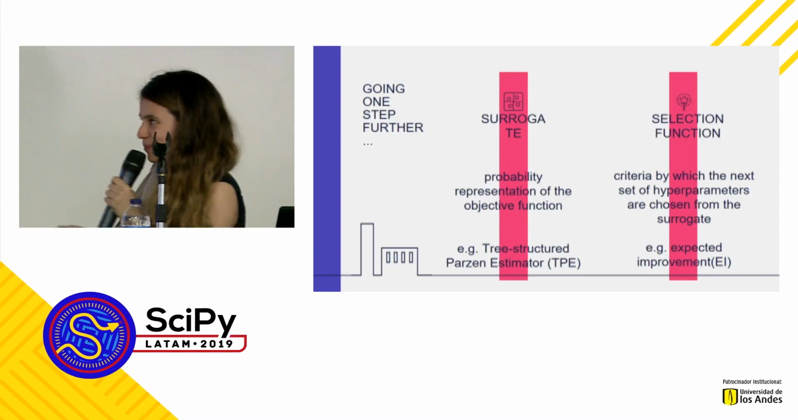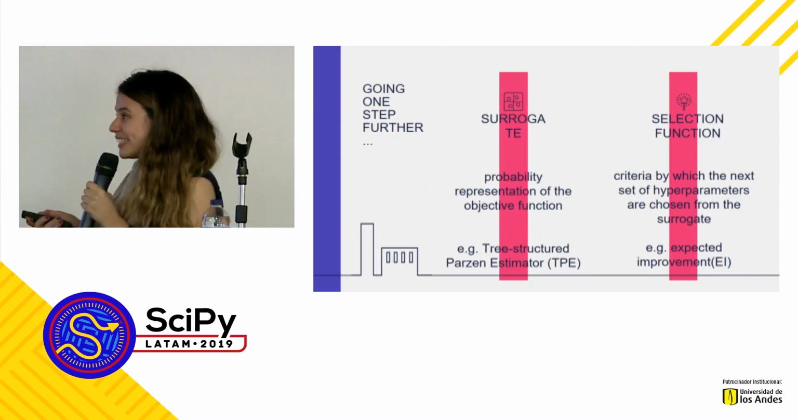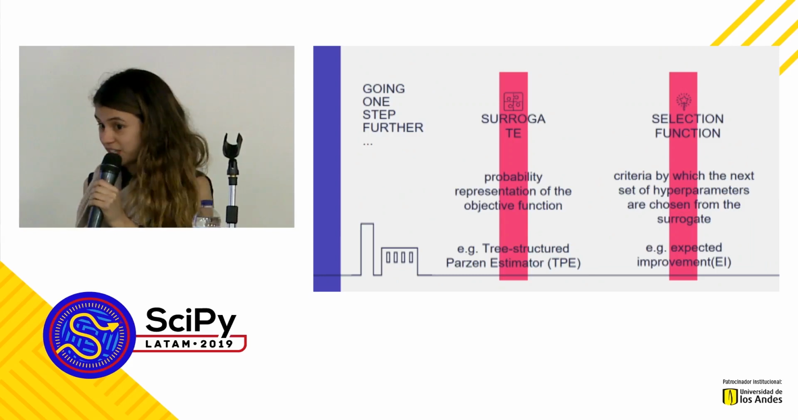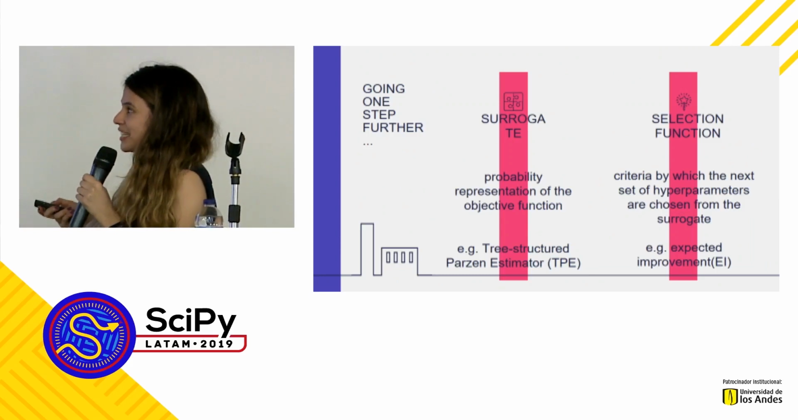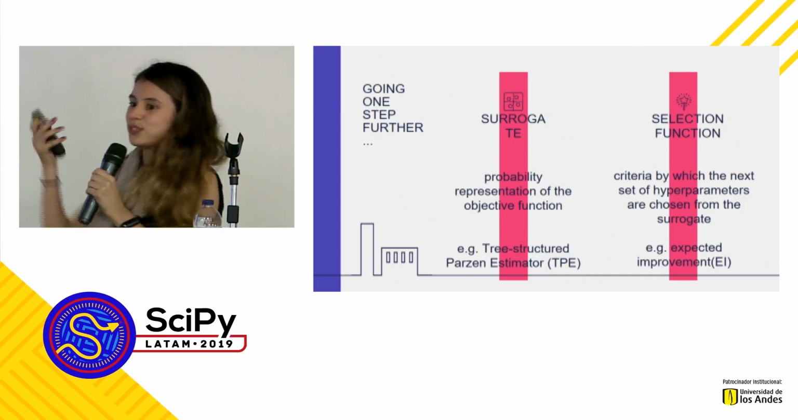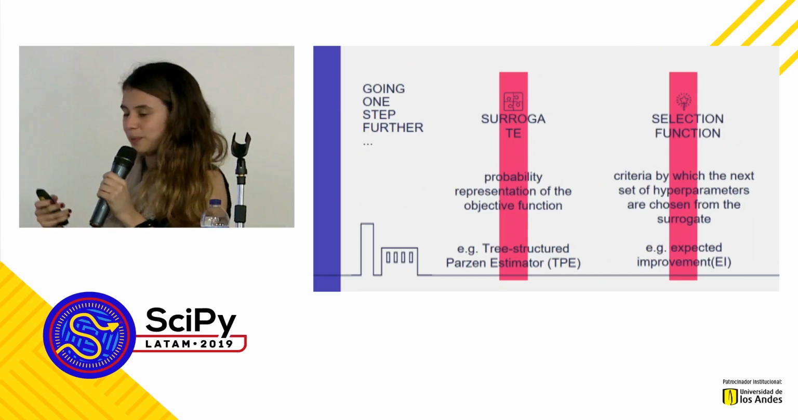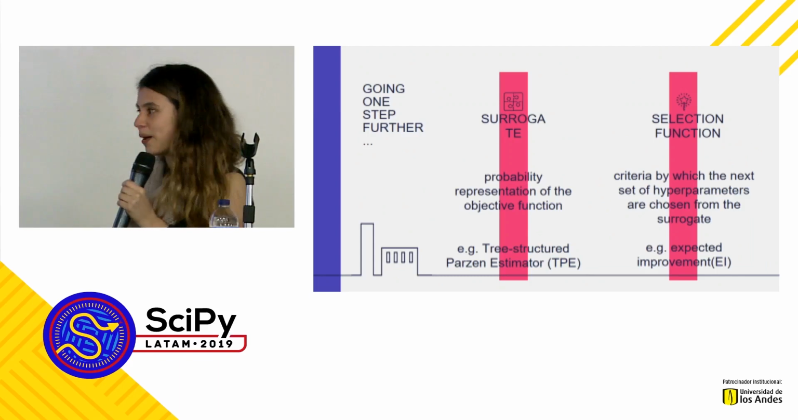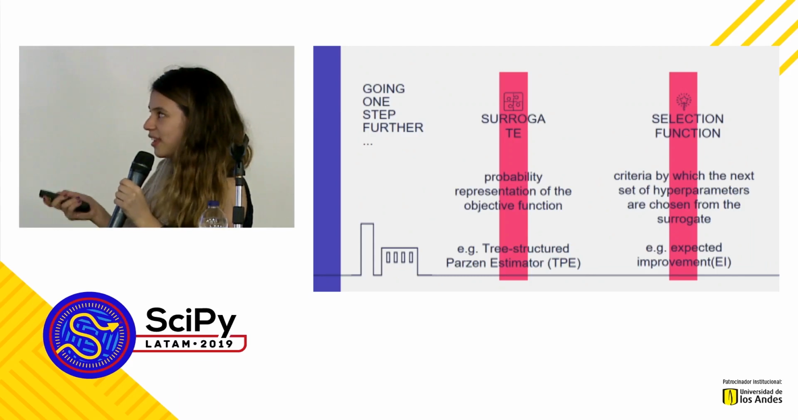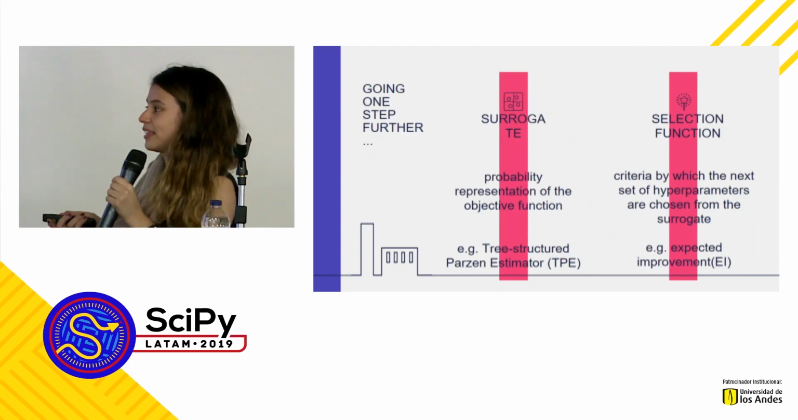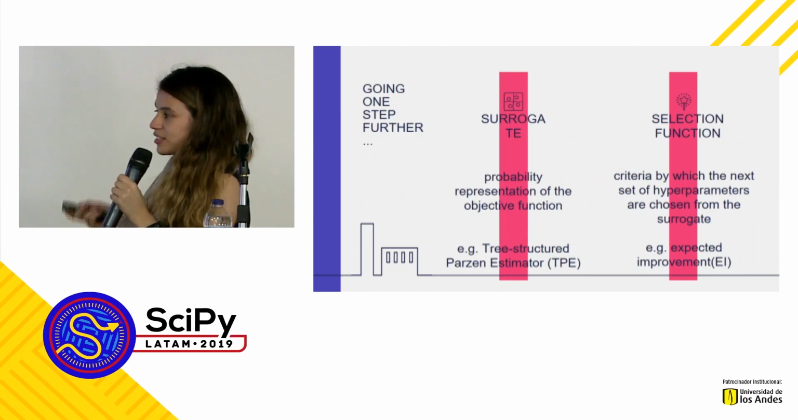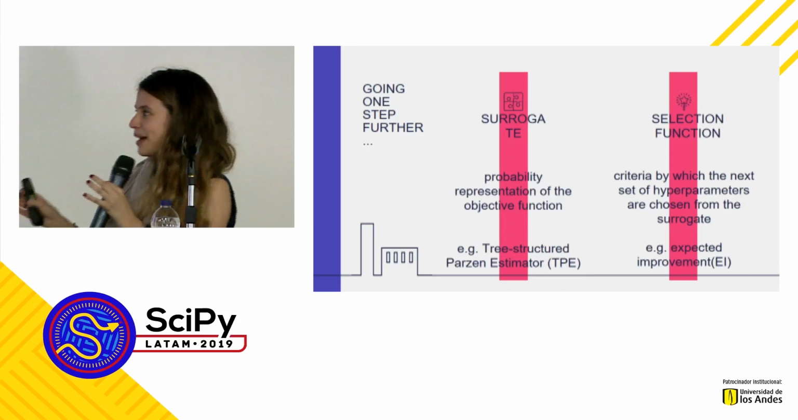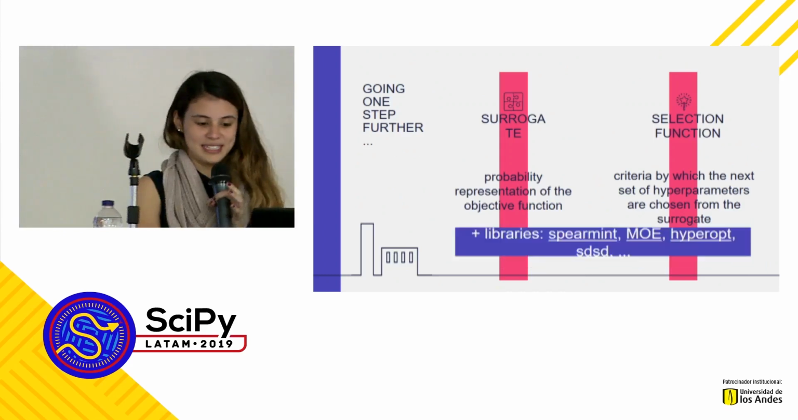Well, just to be more technical, the surrogate is the probability representation of that objective function, and the selection function is the criteria by which you choose the next set for the next loop. But well, this is a very deep topic. We can talk about it later. Within each one of these, there are different types, like the TPE for the surrogate, or for the selection function, something called expected improvement. That's going a bit deeper, but that's the whole general idea.